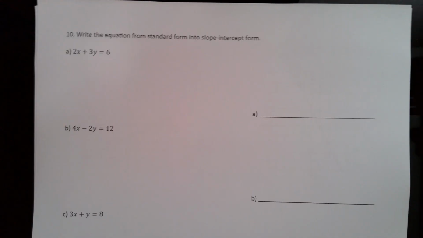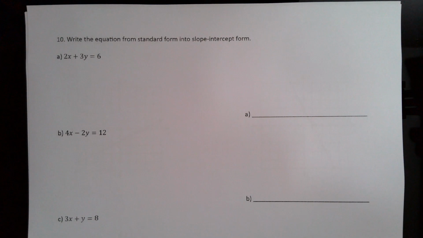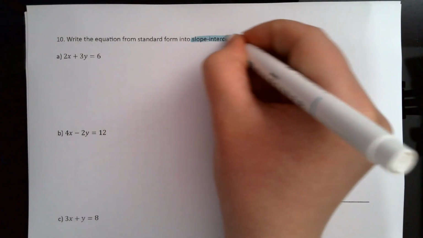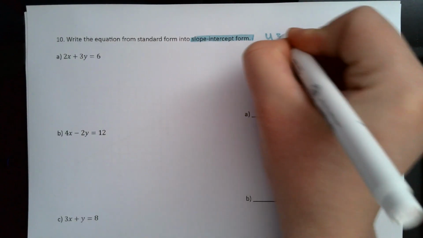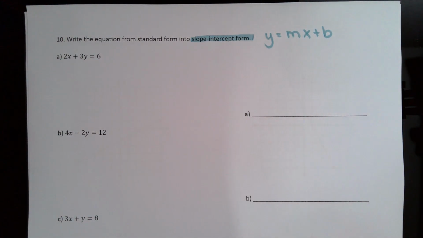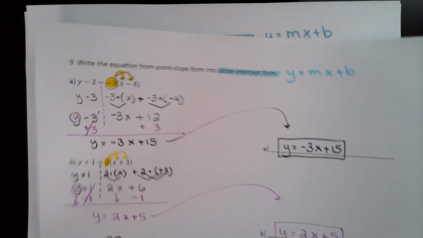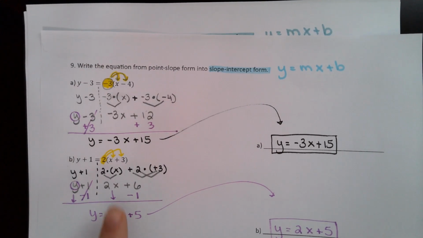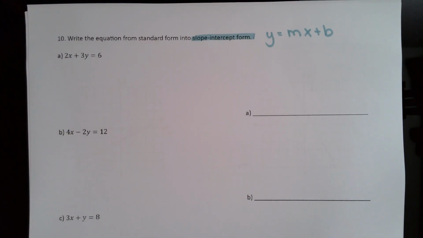Okay, let's go ahead and move on. Write the equation from standard form into slope-intercept form. So again, what are they asking of us? They're asking for slope-intercept form, which is our y equals mx plus b. So our goal here is to get y by itself. When we were looking at point-slope form, we had this parentheses here that we needed to distribute. This is standard form. There are no parentheses. So the solving for y is going to look a little bit different.